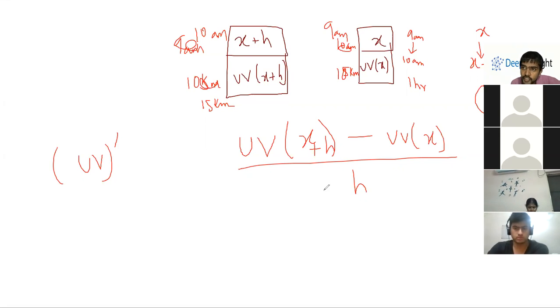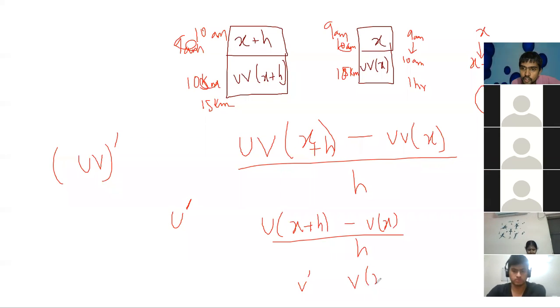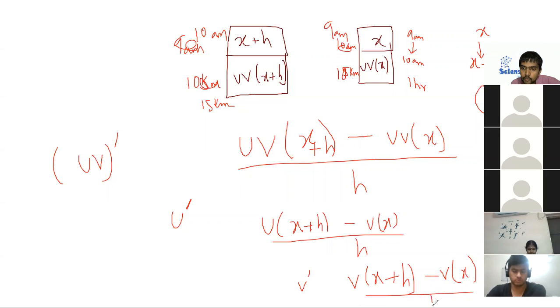Now, when you say that uv dash is basically this, how do you find u dash? U dash is, again, u of x plus h minus u of x by h, right? By definition of derivative of u. What is v dash? v of x plus h minus v of x by h.